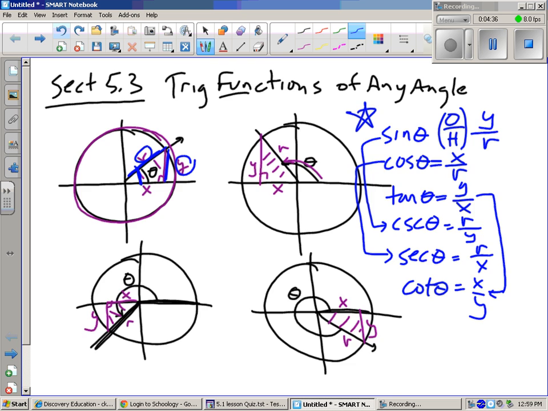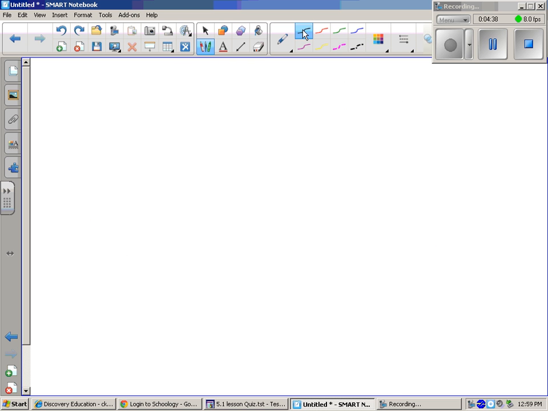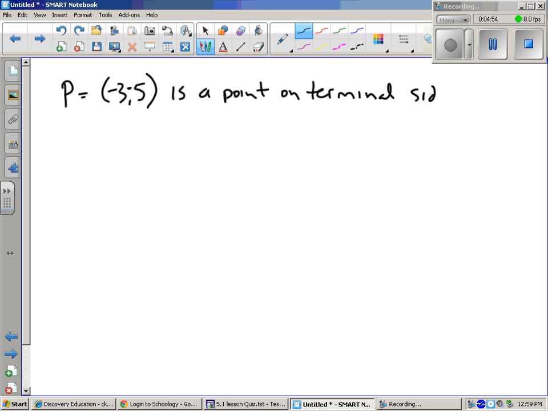Now let's try a problem that involves some of that stuff. So let's say we have point P, and it is at -3, -5, and that's a point on the terminal side of theta. So I want to find the 6 trig functions.